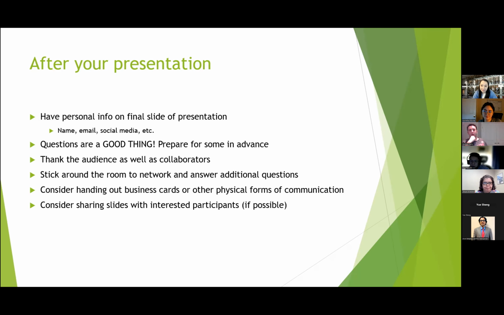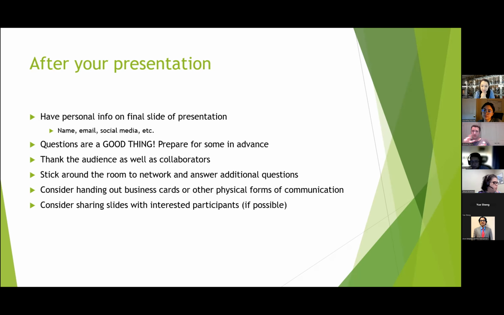You can prepare for questions, perhaps based on limitations. If you have a little limitations section in your proposal that you've written up for AERA, maybe someone will notice it. So prepare for that if you can. You can thank the audience as well as your collaborators. That's just generally a good thing to do. And then stick around the room to network and answer additional questions.